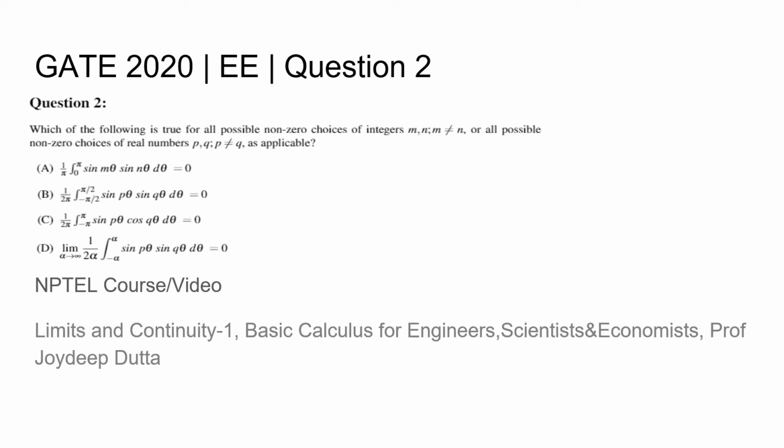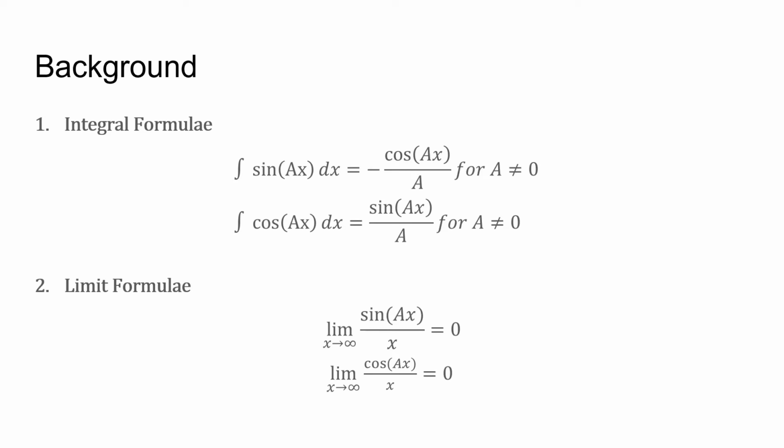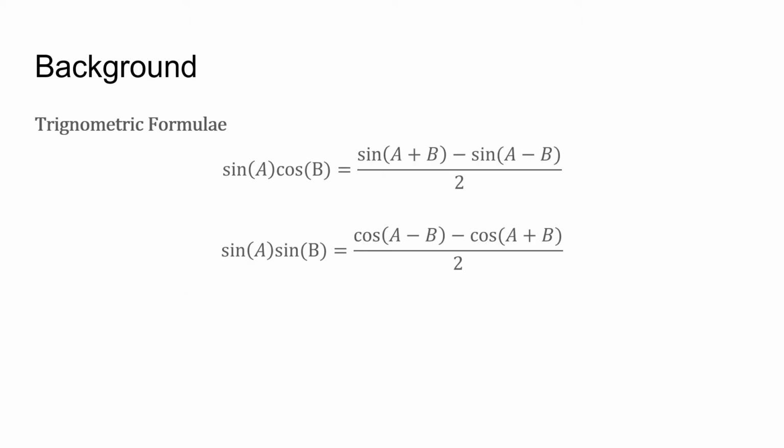So this question, which is question 2 from the EE GATE 2020 paper, asks us which of the following statements are true for all possible non-zero choices of integers or real number constants, arbitrary constants, as given. Underneath the question, you will find the relevant NPTEL video title for this question. The background that you will need for this question are the following integral formulae, limit formulae, and the trigonometric formula.